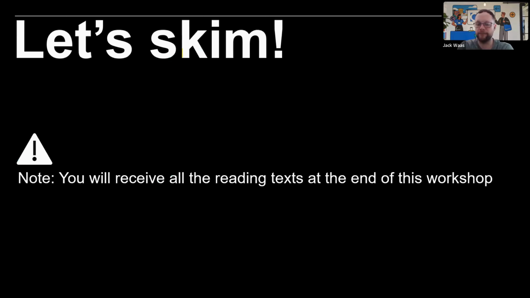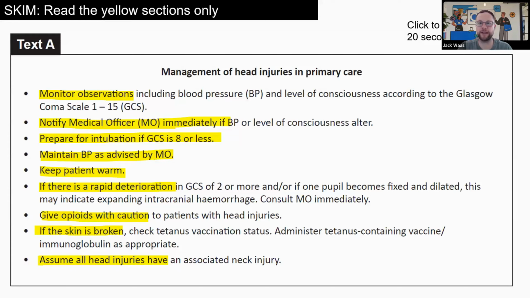What I'm going to do now on this slide is show you a text on the screen and give you a 20-second timer. What you should do is skim by reading only the yellow highlighted parts of the text as quickly as you can. So you have 20 seconds to quickly skim by reading only the highlighted text. All right, let's look at text A. I'm going to give you the 20 seconds now. Read the highlighted parts.